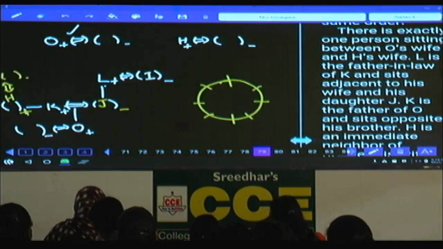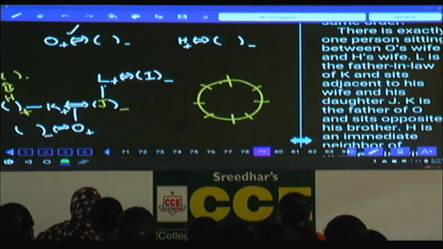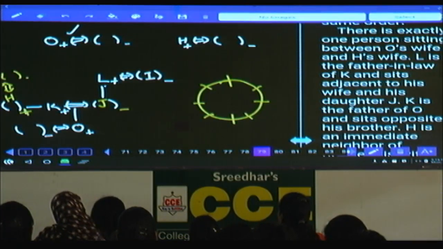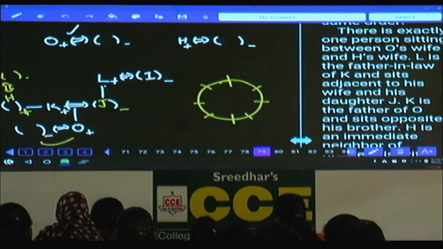Hence, how many couples do we have? We have 4 couples. They are L and I, J and K, H's wife and H, and O and O's wife. O has a wife and H also has a wife.